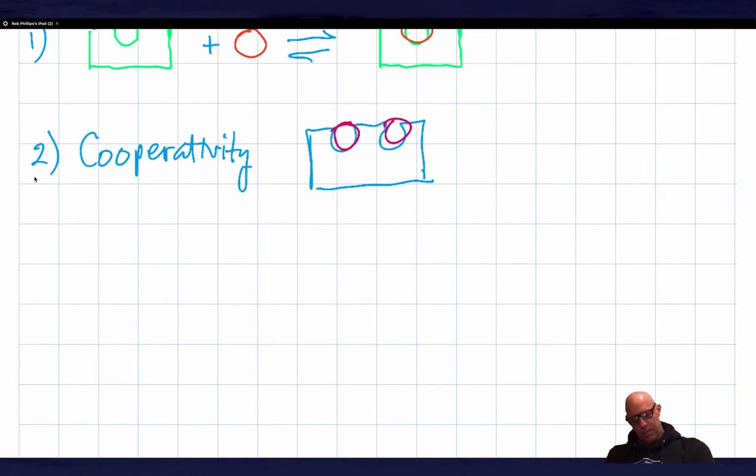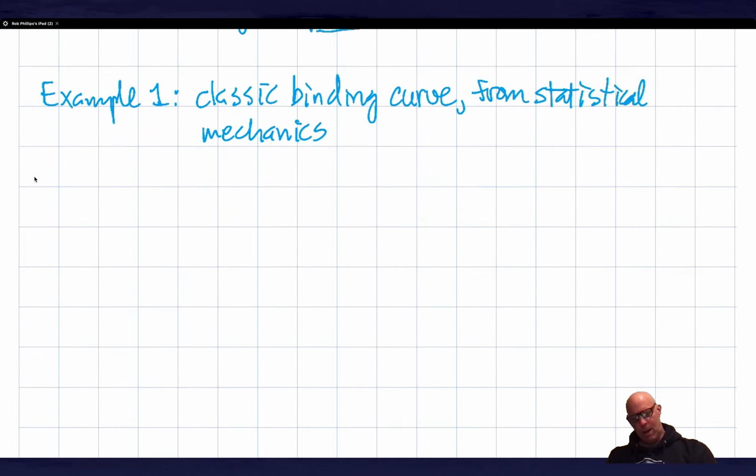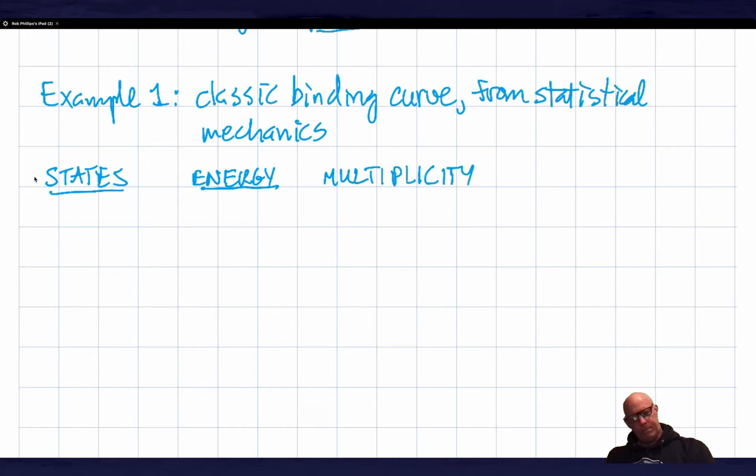So let's start with example number one, which is just the classic binding curve, but now from statistical mechanics. And the plan is we're going to follow the protocol, and now I'm going to do it kind of in diagrammatic form. So I'm going to identify the states, then I'm going to figure out their energy, and then I'm going to figure out their multiplicity, and then I'm going to compute their statistical weight. So that's the plan.